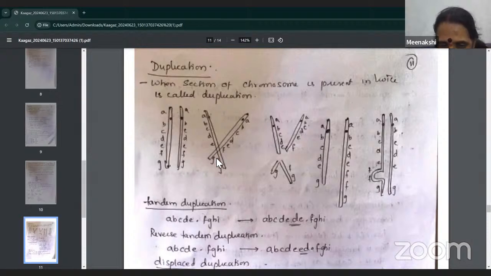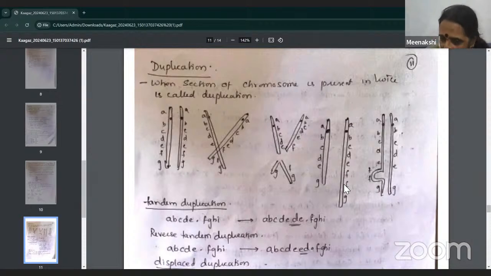Now, when there is a break occurring at the centromere, you will see that when the break has occurred, the FG has come to this. And then there will be sticky ends of this end. Therefore, A, B, C, D, E, F is lost. G. Where is it lost? It is being given to the homologous chromosome. So, this gene is duplicated.